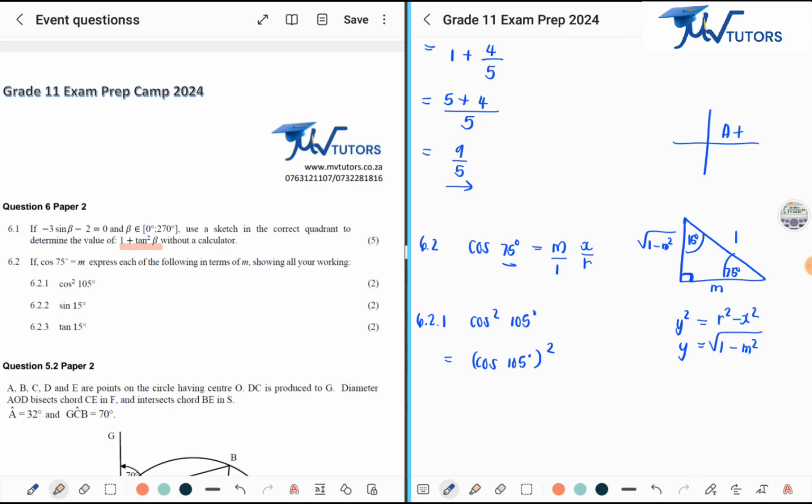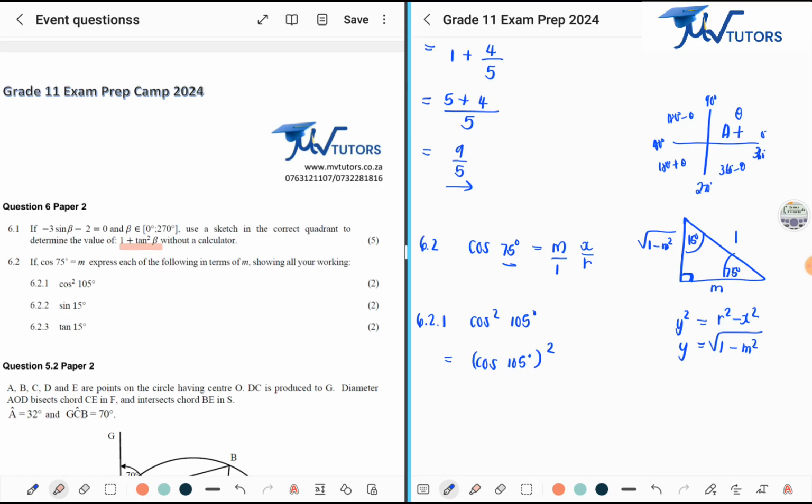Now we have an angle that is bigger than an acute angle. I would suggest at this point, please reduce your angle. Remember, in the second quadrant, we have 180 minus theta. We have 180 plus theta. And in the fourth quadrant, 360 minus theta. In the first quadrant, we just have theta.